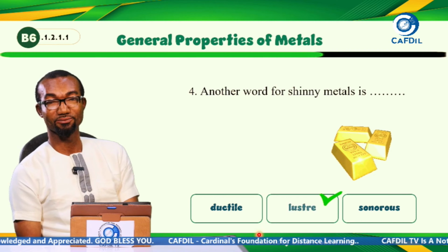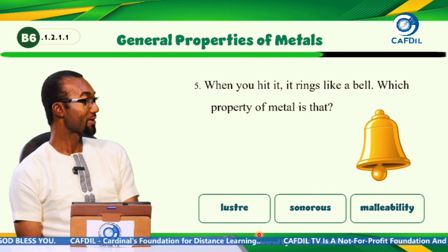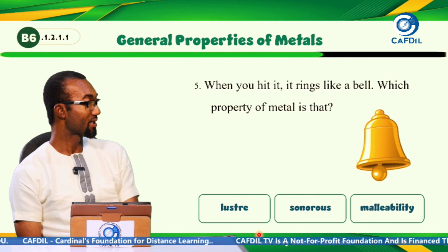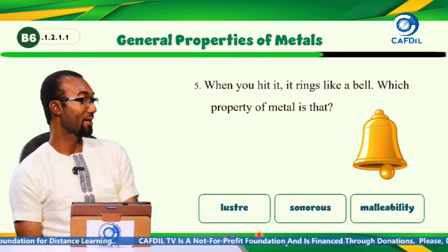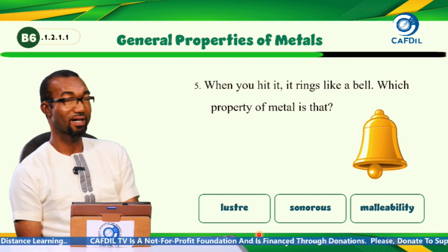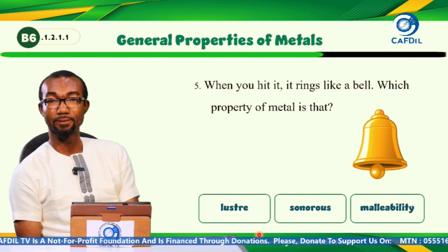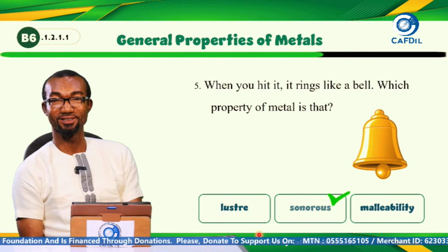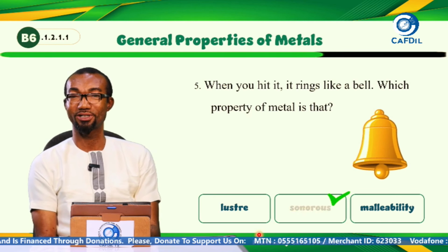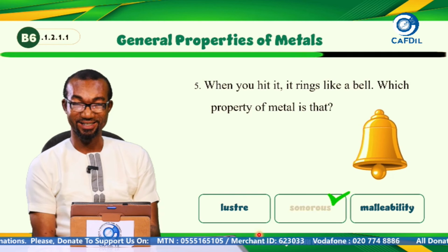Good, luster, good. When you hit it, it rings like a bell. Which property of metal is that? Luster, sonorous, malleability? Good, sonorous, good. You have all done well, and I believe you have enjoyed the lesson.